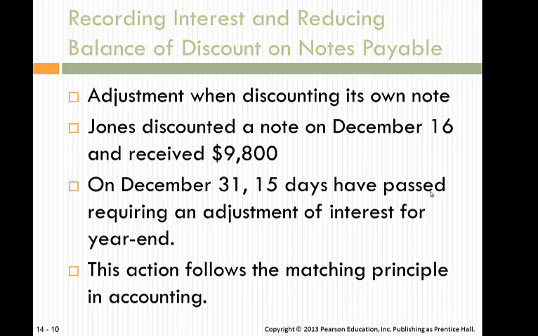Remember earlier when Jones Company discounted its own note on December 16th, and we recorded the interest in advance in an account called Discount on Notes Payable. At the end of December, 15 out of the 60 days have passed. So 15 days worth of interest on this note should be recorded.